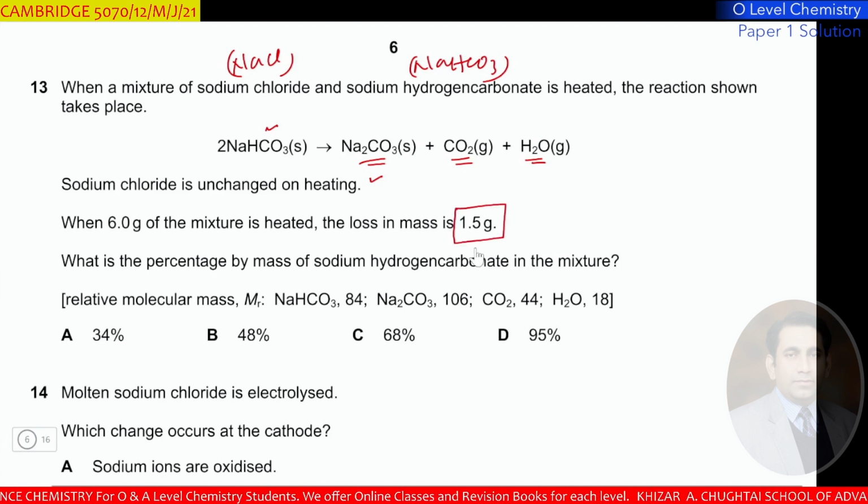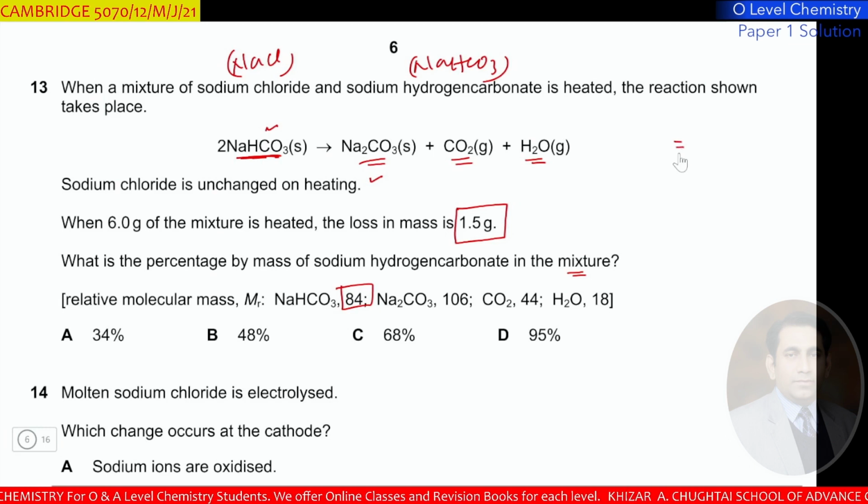1.5 gram. 1.5 gram, correct? What is the percentage by mass of sodium hydrogen carbonate in the mixture? Okay. First of all, you can see the balanced chemical equation, and you will apply the unitary method. What is the MR of this sodium hydrogen carbonate? Its MR is equal to 84.